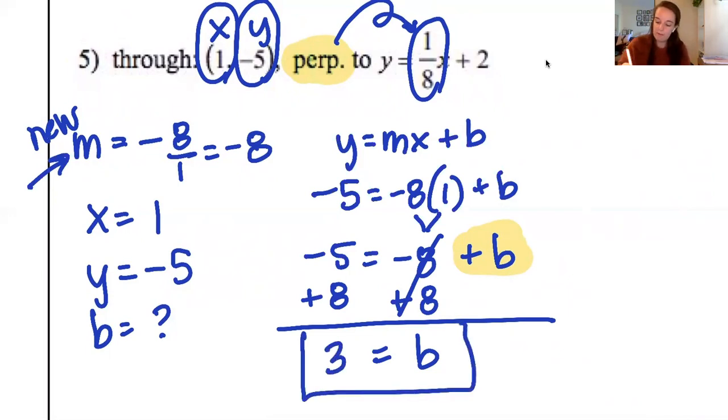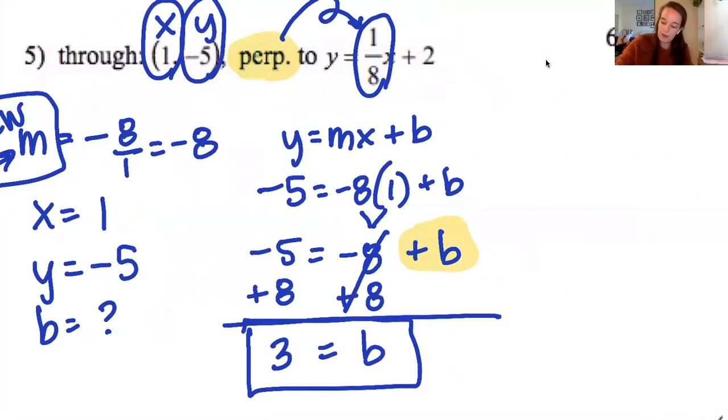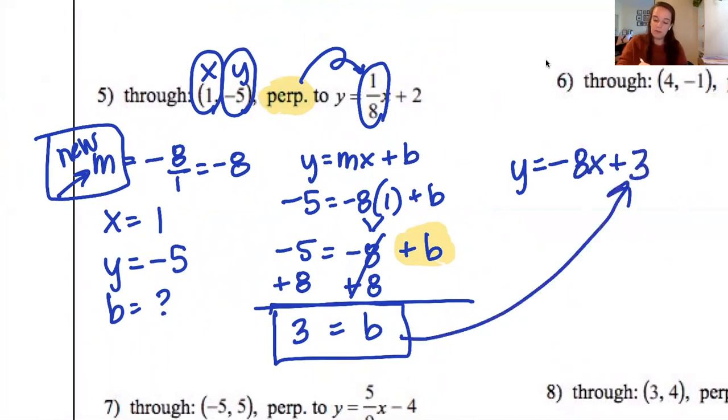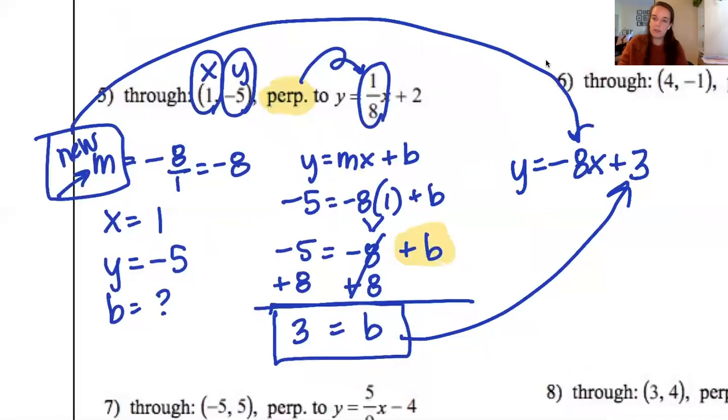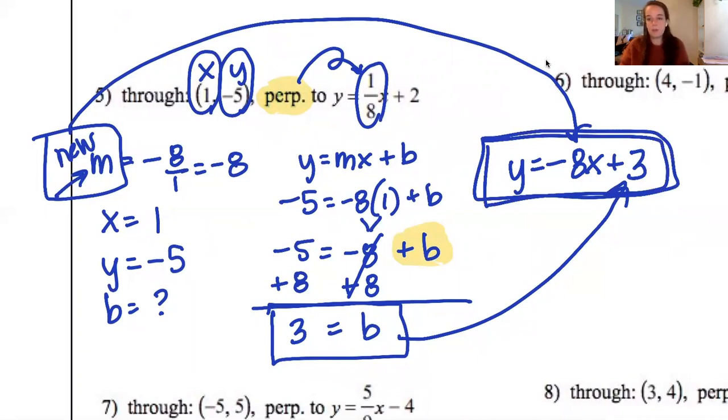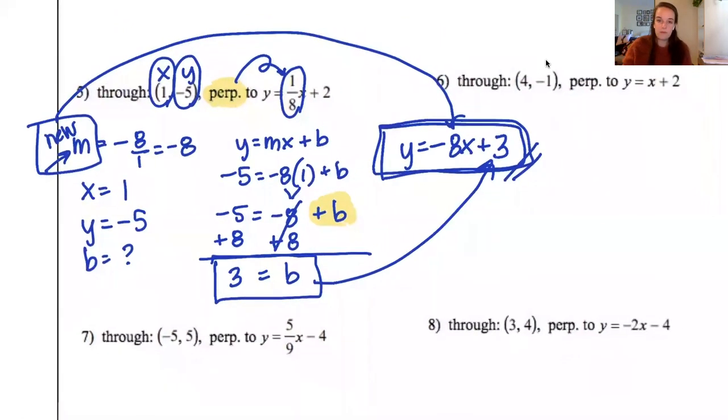So now I have b along with my new m. So I'm going to write my equation. Y equals, my new m is -8x plus 3, my b. So it's coming from here. So my answer is this equation here. Nothing to simplify, so I'm good to go. That would be my answer for perpendicular.